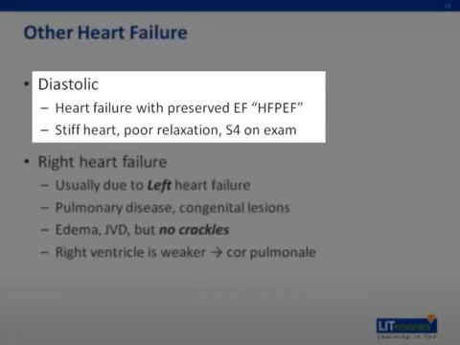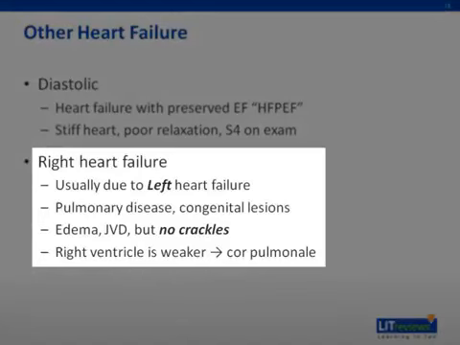Diastolic heart failure is probably more common than people realize, but it is underdiagnosed. At times it can be more difficult to treat than systolic heart failure, but the therapies are generally the same. ACE inhibitors, beta blockers, diuretics, and close blood pressure control are very important in these patients as well.